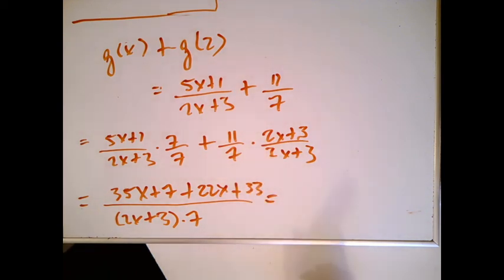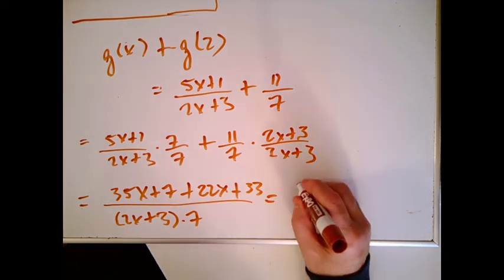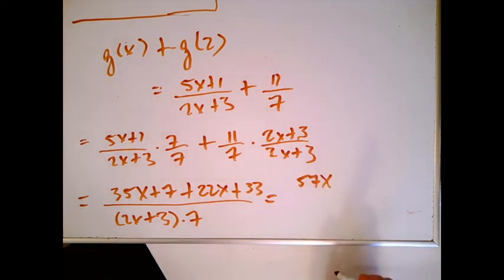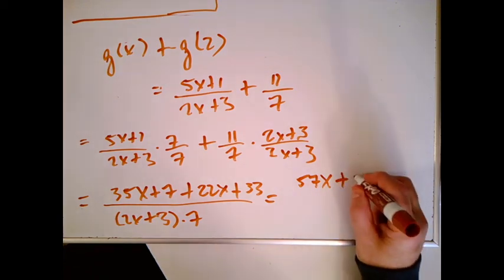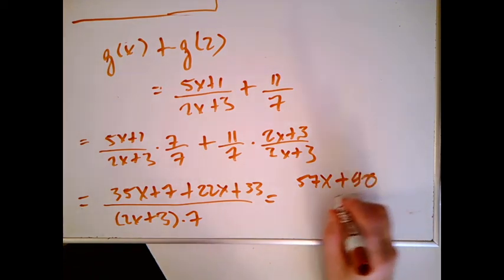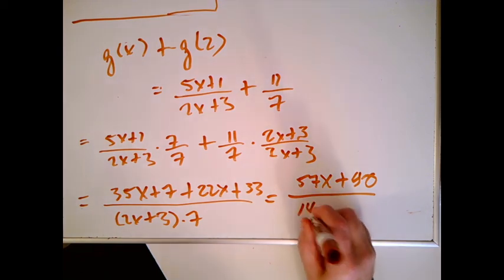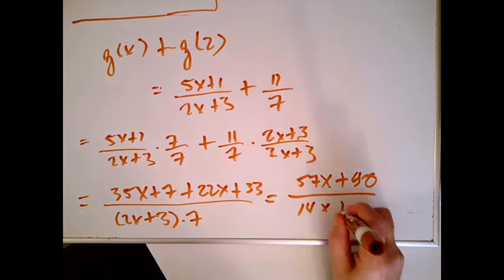That. And again, no one's going to let me leave it like that. So I'm going to combine the x's. I'm going to get 57x, like that, plus 40, like that. And we can multiply out the bottom if we want to. How about we make it 14x plus 21.